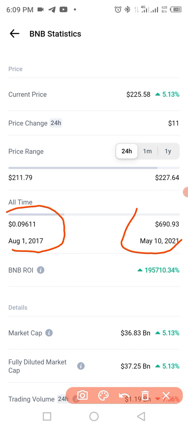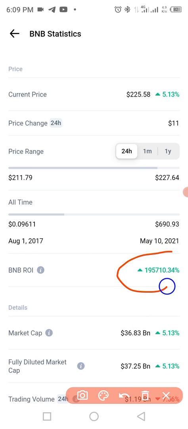That's the sense of fundamental analysis. It's going to teach you how to spot this kind of coins at an early stage, and then invest in it, and ensure that you make the most money out of it. So now, what does this BNB ROI mean? Till date, BNB is around $225. This BNB ROI means, from the time of inception till date, how many percent has BNB done?